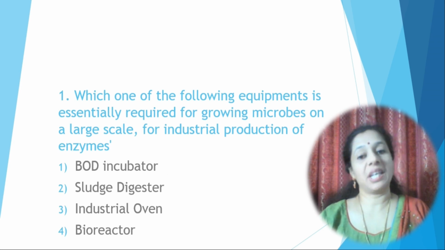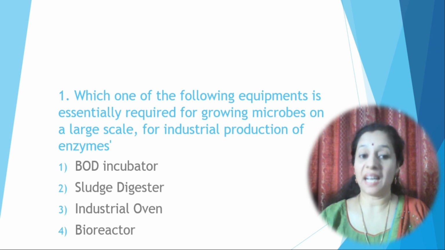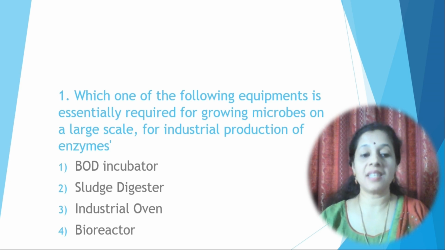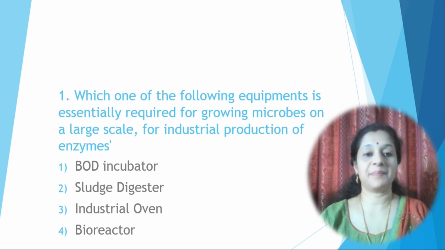Which one of the following equipments is essentially required for growing microbes on a large scale for industrial production of enzymes? We know after we get transformants with the desired gene in it, we have to culture them in huge vessels. They are called bioreactors or fermenters. So here the answer is option 4, bioreactor.